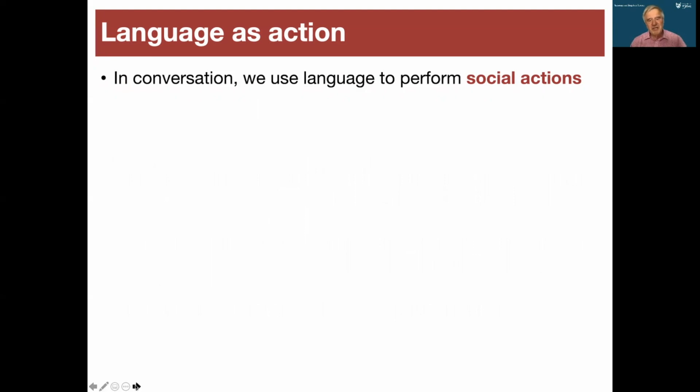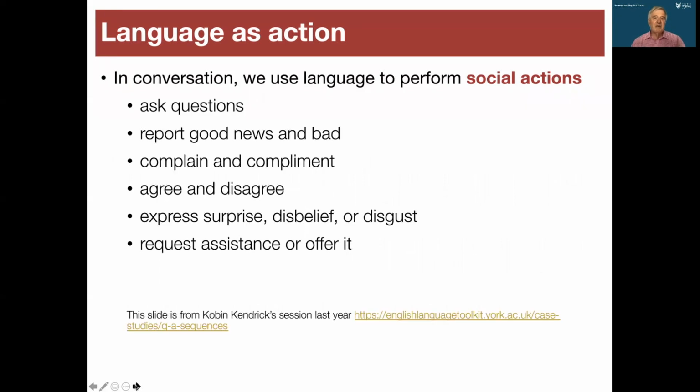Now, in conversation, this is just thinking about ordinary social conversation, we use language to perform social actions. We do ask questions. We ask someone, for example, their opinion on something or for information about something, but we do it to report good news and bad. I've got something terrible to tell you, or you'll never guess what happened today. We can commonly complain or compliment someone else, to agree or disagree, to express surprise, disbelief, disgust.